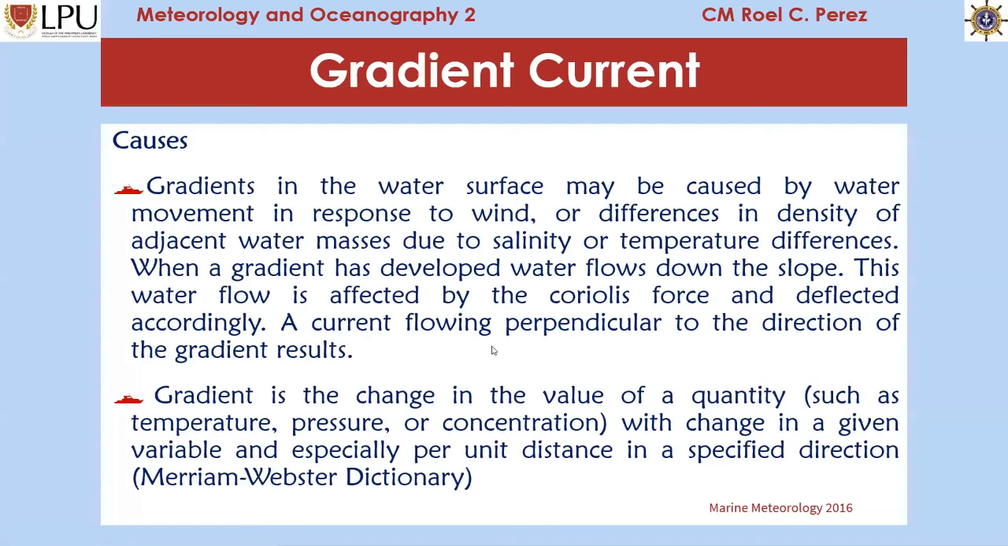And then a current flowing perpendicular to the direction of the gradient results. So gradient is the change in the value of a quantity such as temperature, pressure, or concentration with change in a given variable and spatially per unit distance in a specified direction. That is according to the Merriam-Webster dictionary.